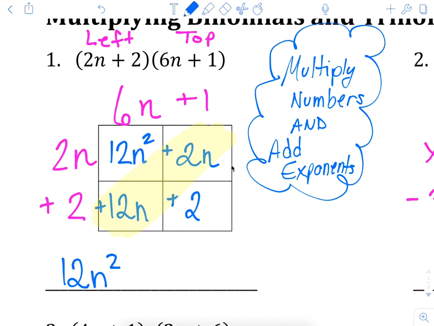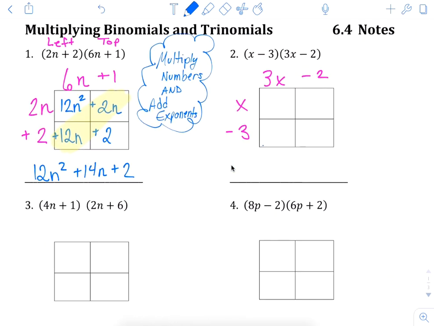So positive 12 plus 2 is going to make 14 n's. Your n's do not change to a squared. They stay regular. You are not changing any exponents at this point. The last term comes out of the last box. So my plus 2 is going to go on the end. Once you get the combined like terms going, you are done with that problem. Okay? I'm going to go a little bit quicker through problem number 2.